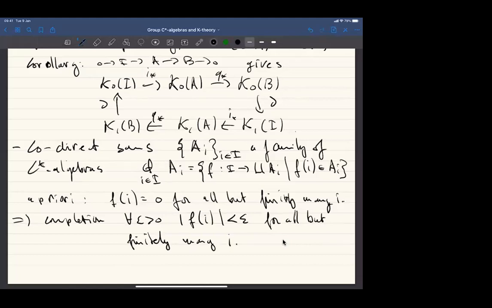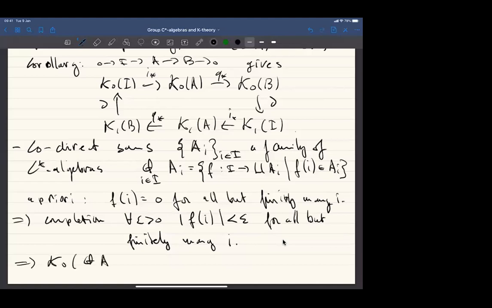And this is the C0 completion, so this means that you look at sequences that are not eventually 0, but that become small once you go out to infinity, where you take the compact sets to be the finite sets. So this is an analytic completion of the algebraic direct sum, and this is what we will see when we look at the K-theory of C star G.